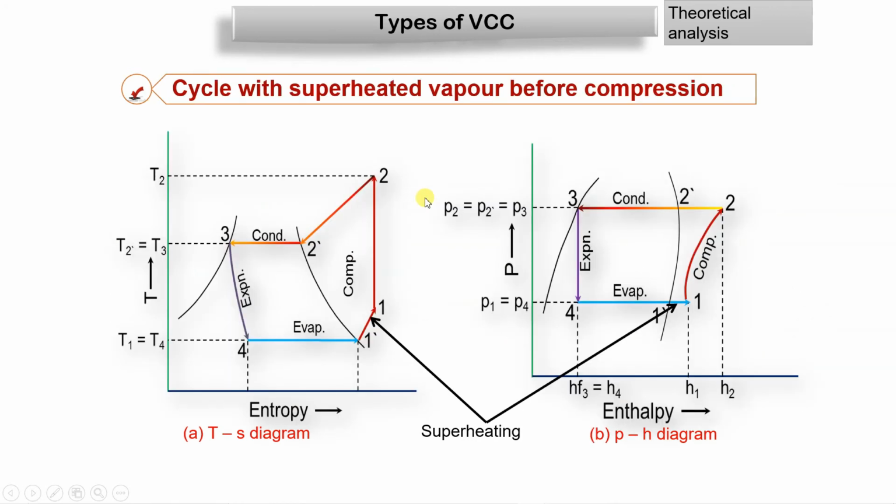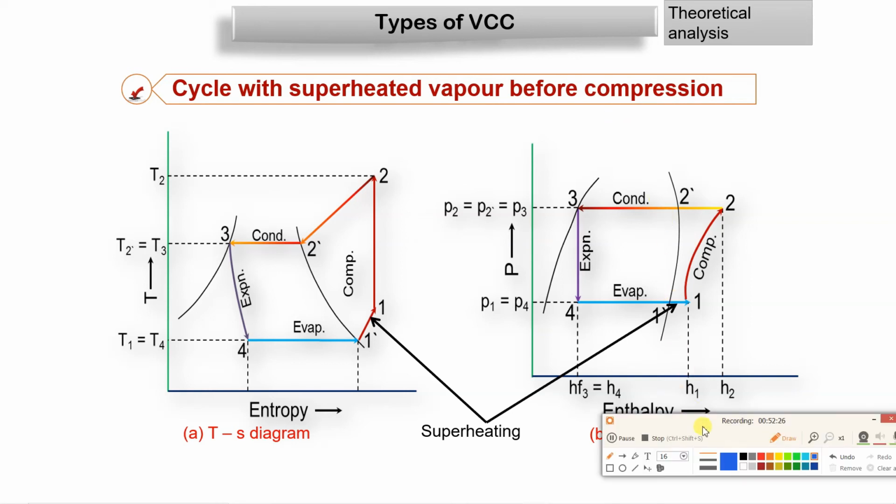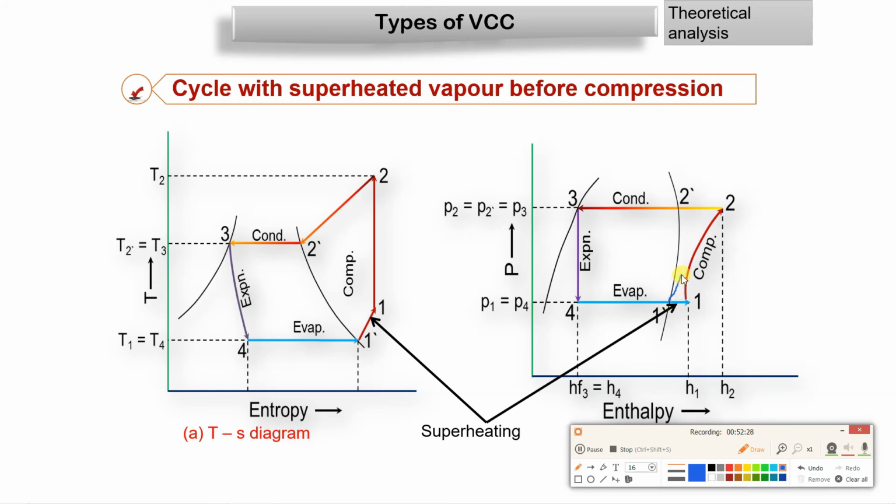Next type, it is cycle with superheated vapor before compression. Now I had told you that to protect the compressor, especially reciprocating compressor, usually standard vapor compression system, point 1 is at this location and this is the isentropic compression. Now here this is a case where we have superheated vapor before compression. Before compression means point number 1. So point number 1 you can see on pH diagram, it is in which region? Superheated vapor. And since these lines are inclined, constant entropy, point 2 will be also in superheated region.